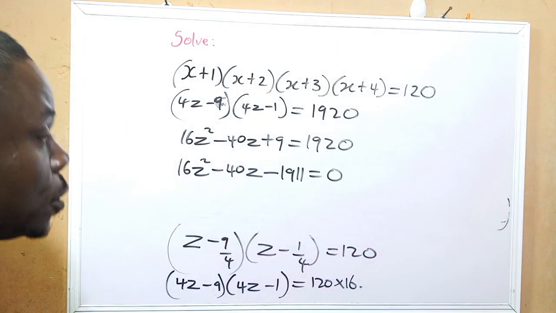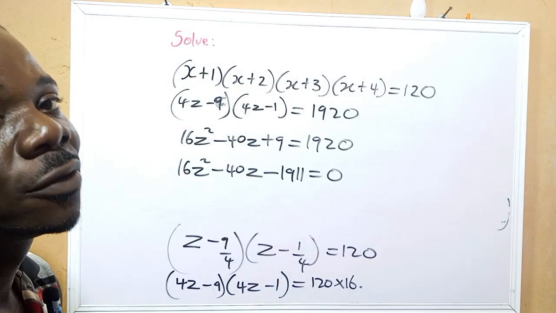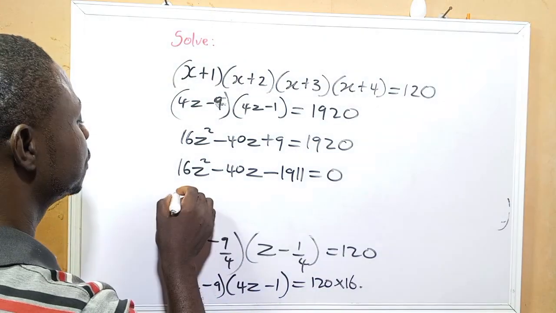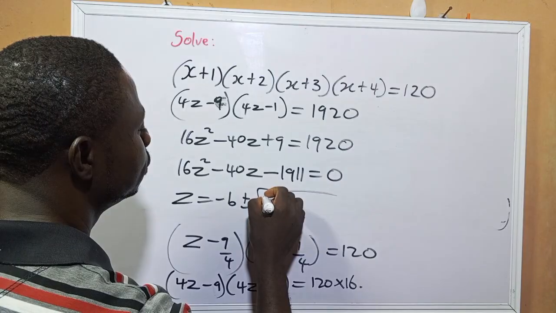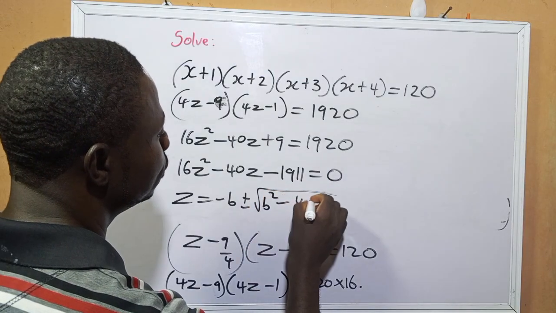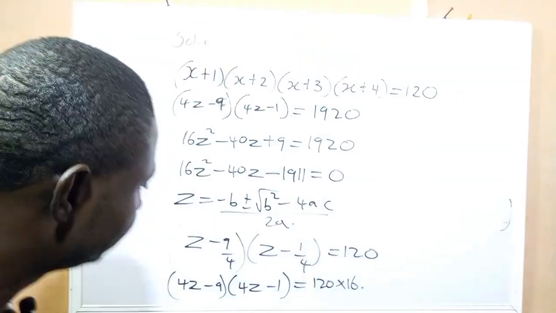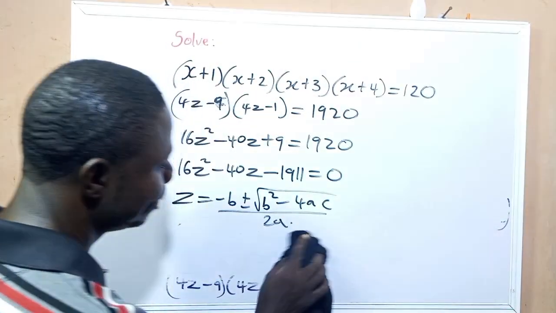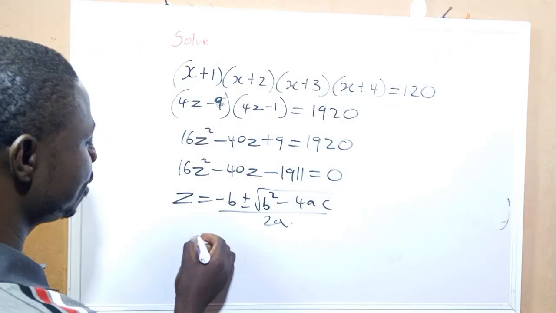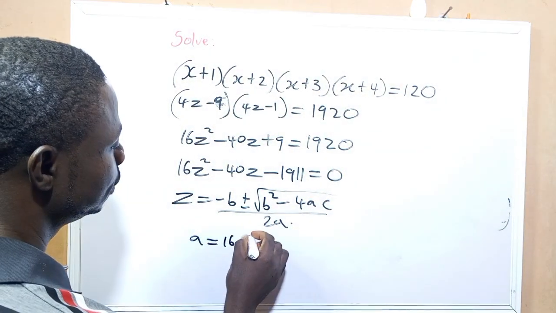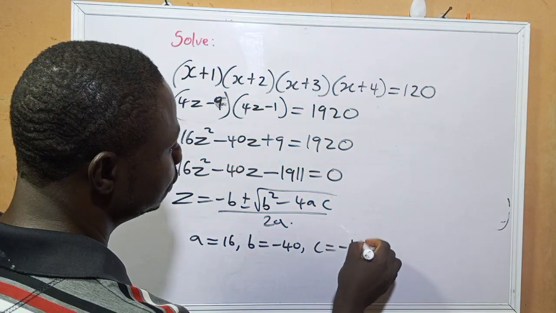Now this leads to what? A quadratic equation. In order for us to get the value of z, we have to use the quadratic formula. So you can say z is equal to minus b plus or minus square root of b squared minus 4ac all over 2a. Now remember, from this expression we have a is equal to 16, b is equal to minus 40, and c is equal to minus 1911.